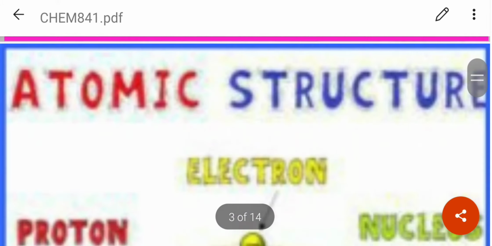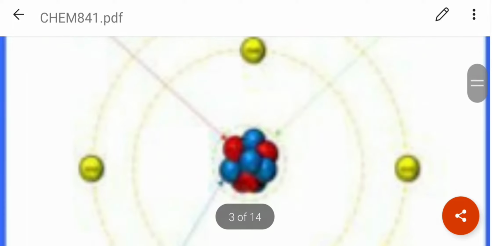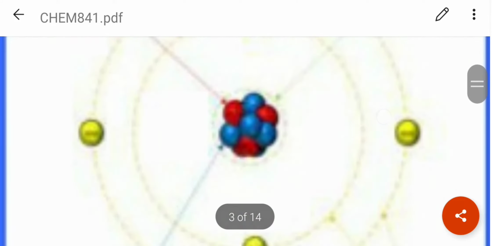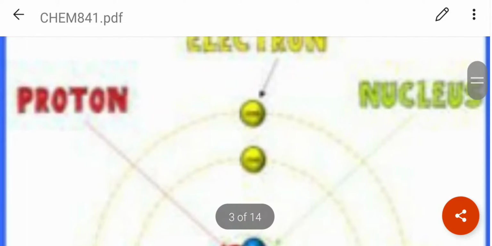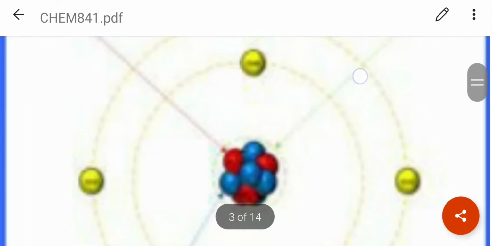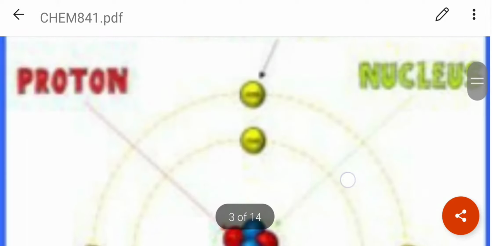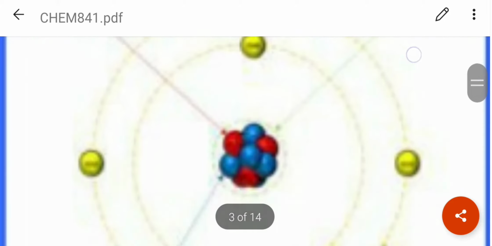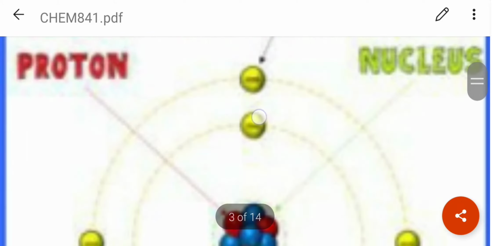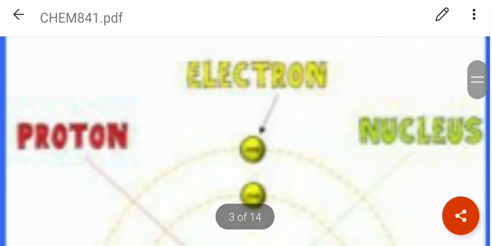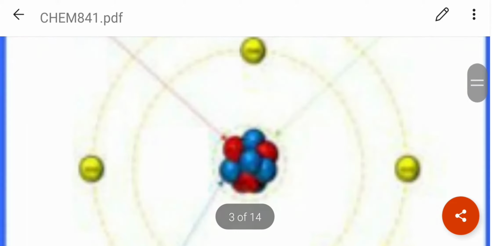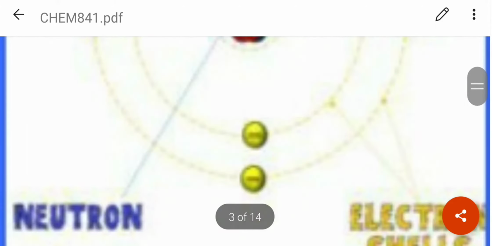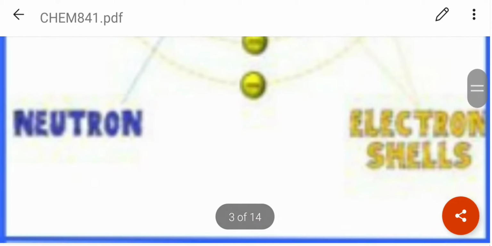Now let's see the atomic structure. So this is the atomic structure. This central part is called the nucleus, where two subatomic particles are present. The red colored balls represent proton and the blue colored balls represent the neutron. And then you can see the electrons, they move around the nucleus in different shells or orbits.